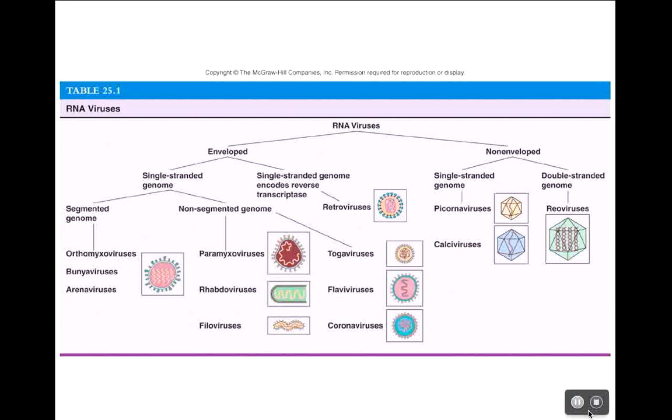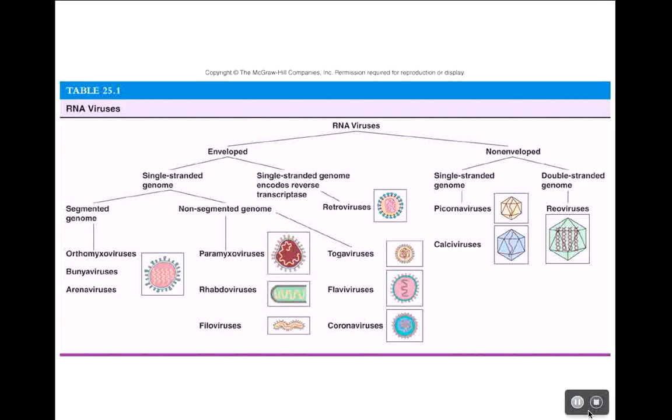We know when we classify a virus, we consider the host range. These are all human viruses. We consider the genome, DNA or RNA, single-stranded, double-stranded, segmented or whole. These are all RNA viruses. We consider whether they are helical or complex or icosahedral. And we consider if they're enveloped or naked. So this is a classification scheme for all of those viruses.